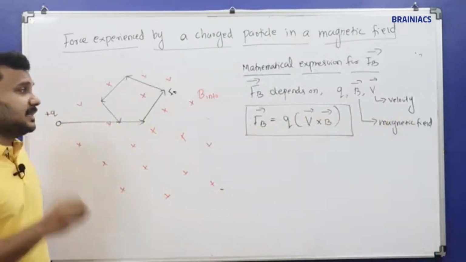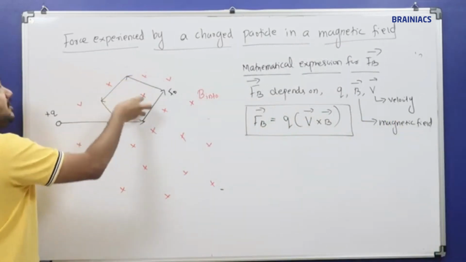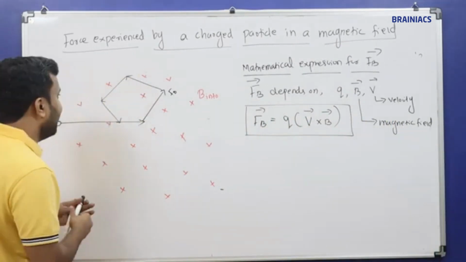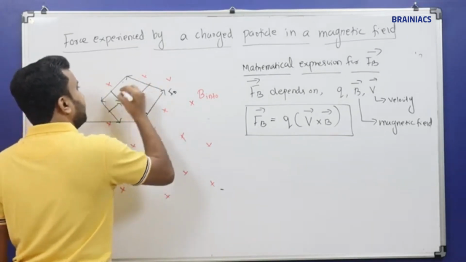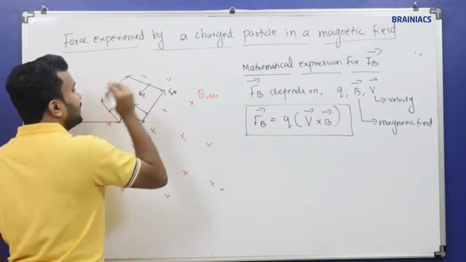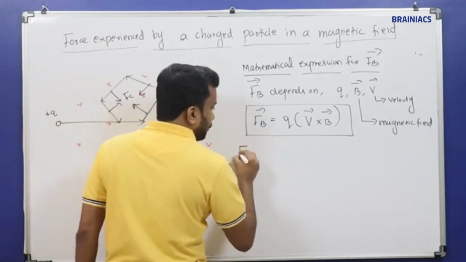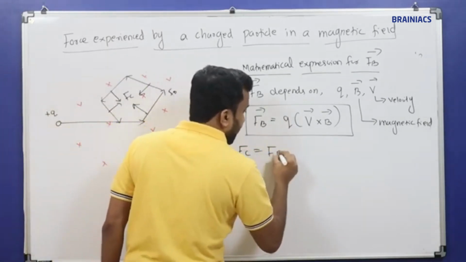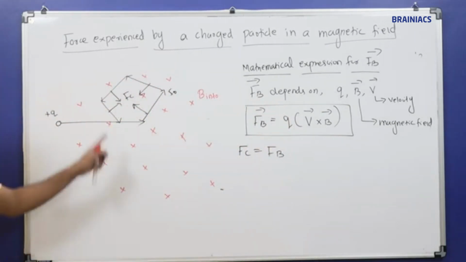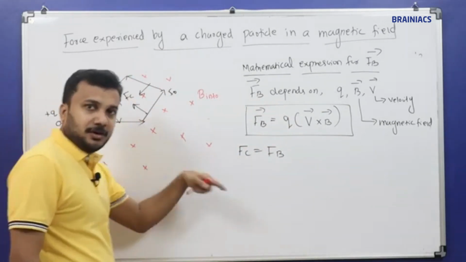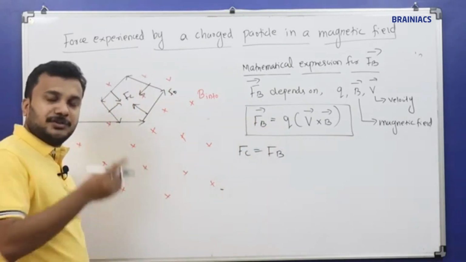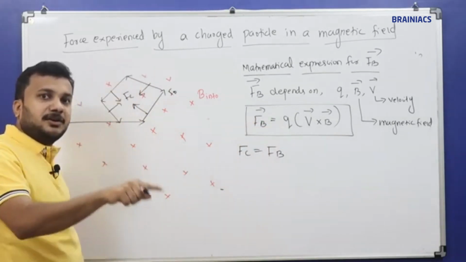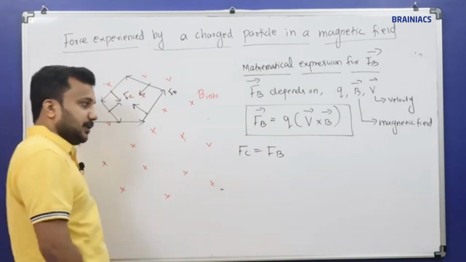So always something should be available to hold the charged particle towards the center. Always one force should exist like this. What is this force? This force is called centripetal force. The centripetal force will be equal to the magnetic force. In this context, the centripetal force is also the magnetic force. Because of this only, the charged particle is undergoing uniform circular motion.